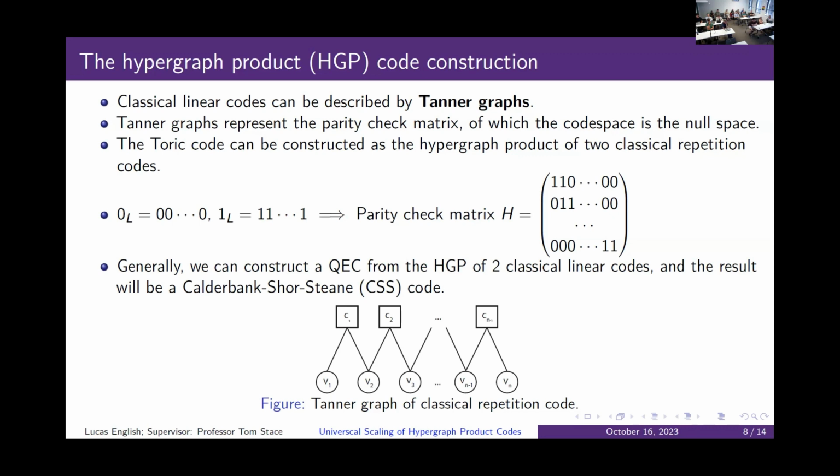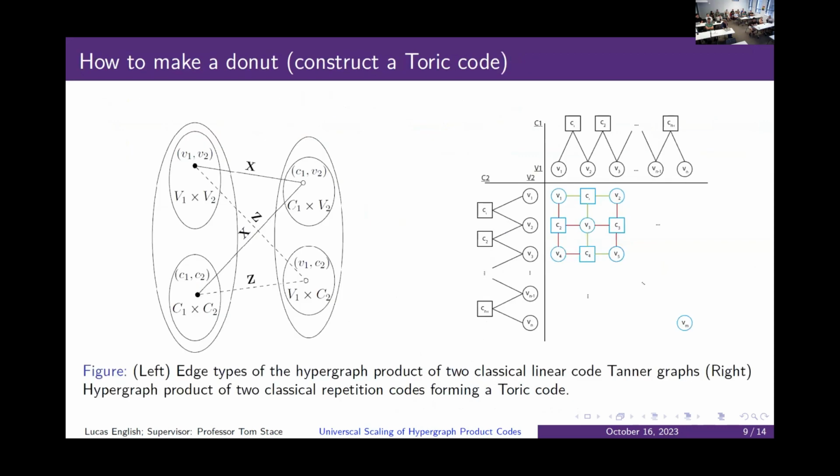And so the toric code can actually be constructed as the hypergraph product of two classical repetition codes, which is really cool because it's the simplest possible quantum error correcting code you can make from this construction. And so how do you actually make the toric code? Here's just the Tanner graph of a repetition code. Here's the Tanner graph of another repetition code. And the hypergraph product forms this kind of shape where your edge type defines the type of stabilizer you're doing, whether it's a sigma X or sigma Z.